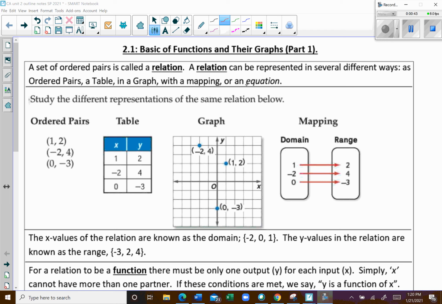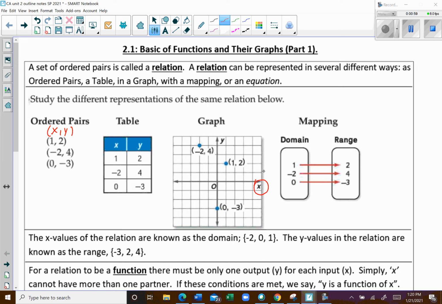Here's an example of all the different ways you can do that. Here are the ordered pairs. X goes first and then the Y value. That's how we set that up. You can make a table. Okay, you can graph it right here.